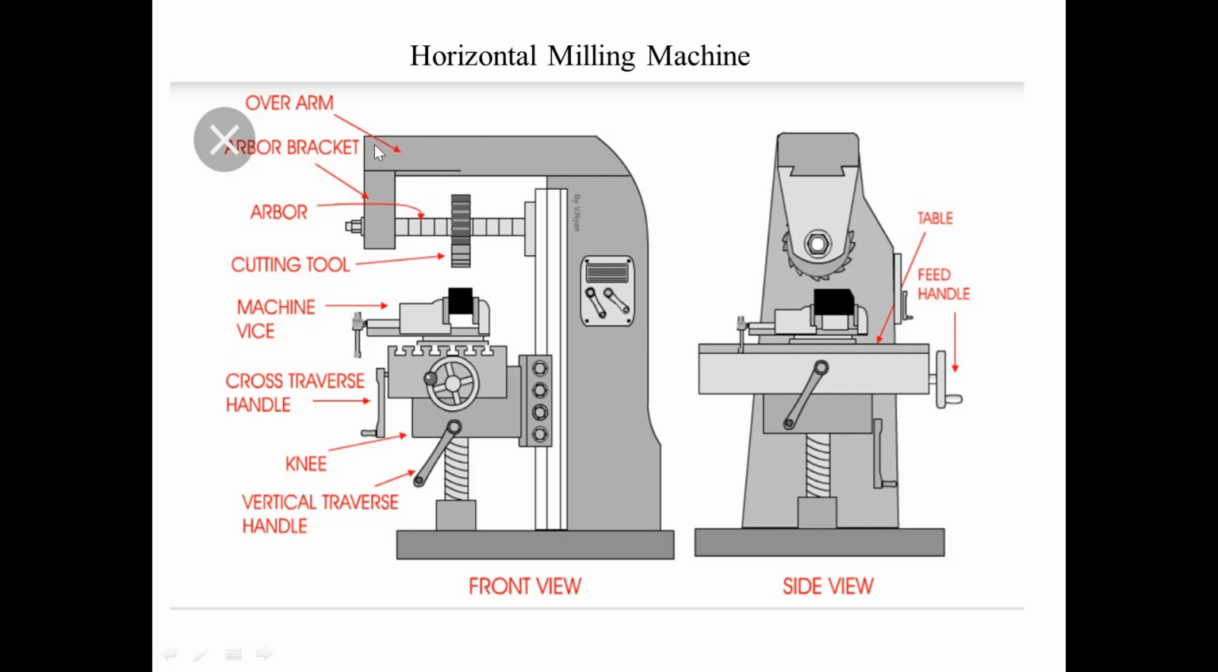Overarm is a support provided for the arbor. To have a connection between the column and the arbor, we have an overarm, so that it connects the arbor with the column, right? Then we have an arbor bracket, and an arbor. Arbor is a necessary element which holds the cutting tool firmly. So that is the arbor, and this is the arbor bracket.